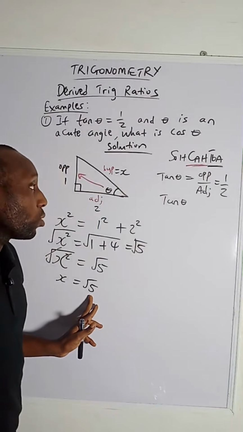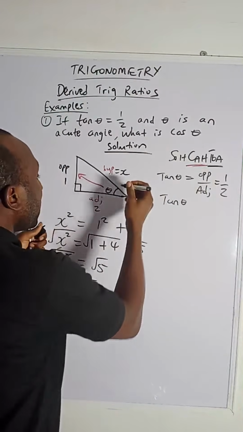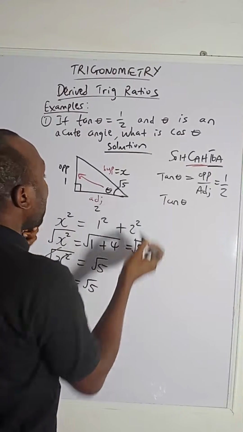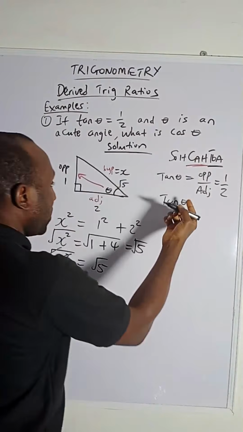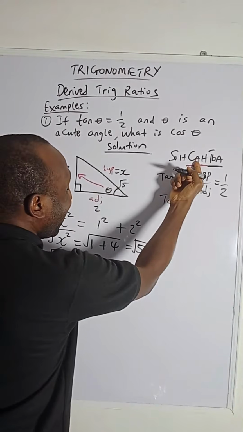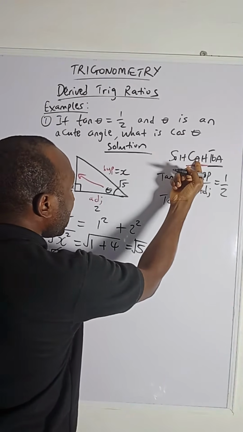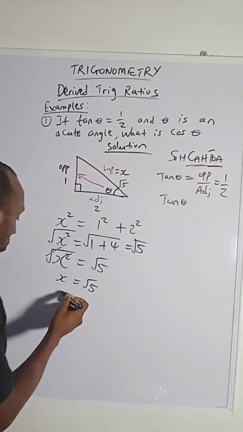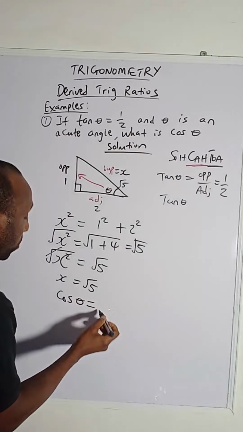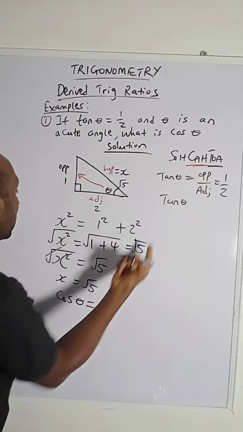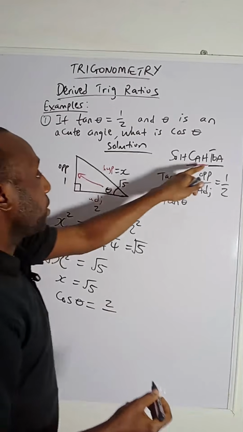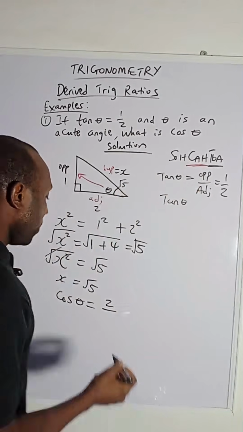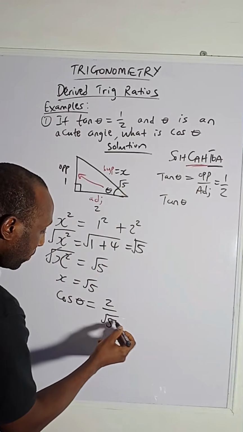So x is equal to what? Root 5. So here, this is root 5 already. And since we need to get cos theta, so cos theta is what? What do we have here? Adjacent and what? The hypotenuse. So cos theta will be equal to adjacent, which is 2. So 2 over the hypotenuse, which is root 5. That's root 5 here.